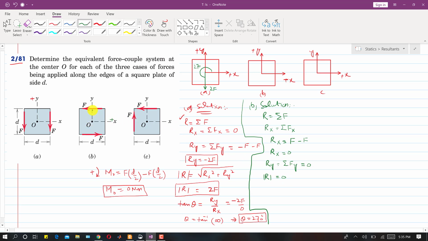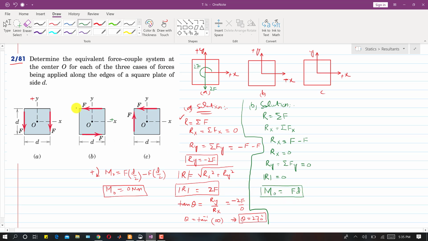But as we can see that these two forces are in opposite directions, so they are producing a couple. So as we have learned that sometimes the resultant would be 0 but the moment will not be 0, so this is that case, the resultant is 0. And if you want to find the moment about O, these two forces are producing a couple, so it will be equal to F into D. So this is the moment.